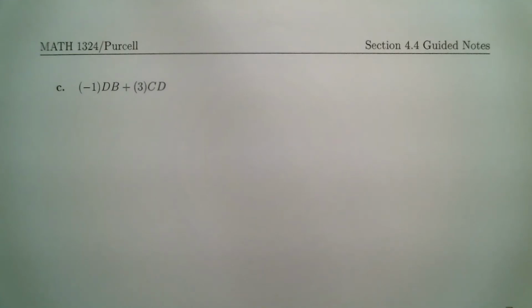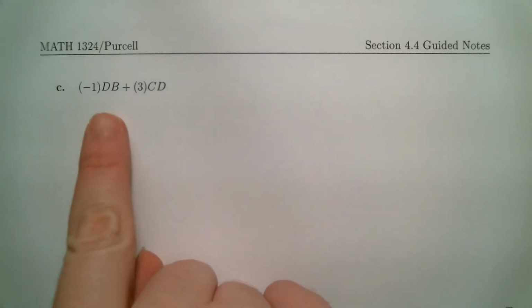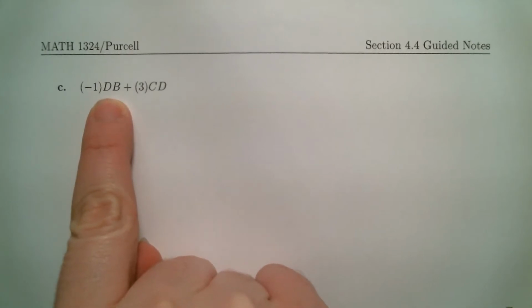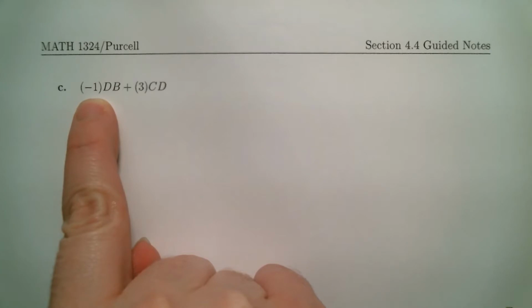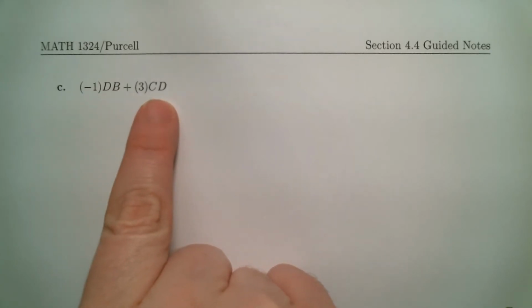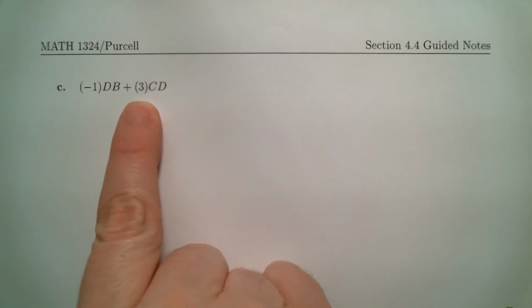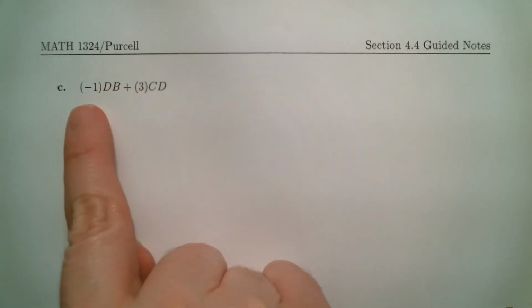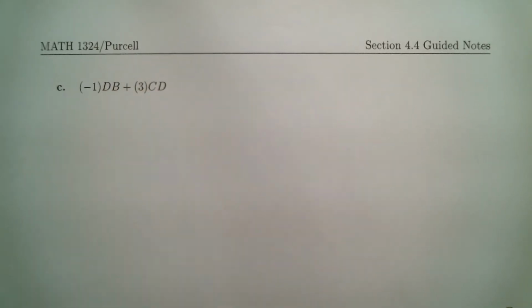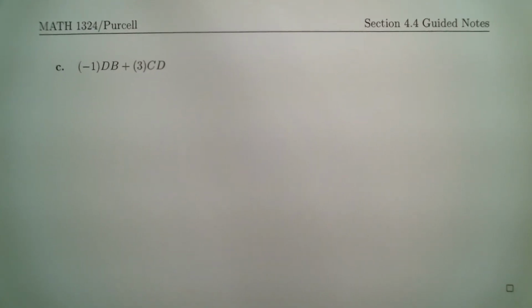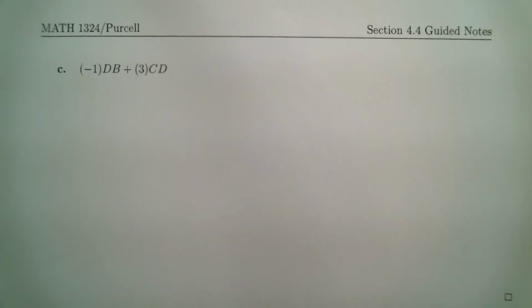Break it down. I'm going to do D times B, get that result, and then multiply it by -1. And then I'm going to do the C times D, get that result, multiply that by 3, and then I'll have the two pieces and then add them together. So we're going to break this down into steps. If you try to do this all at once, you will most definitely make a mistake.